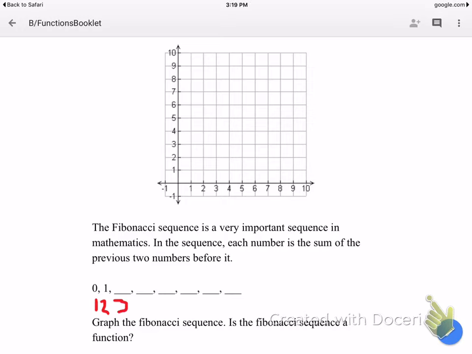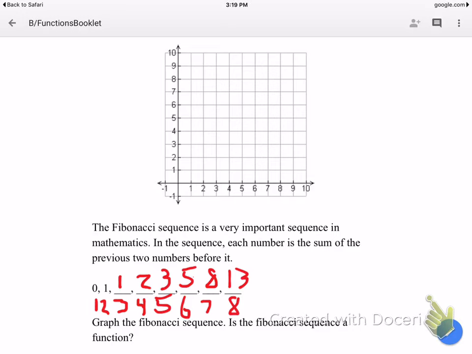So the third term is going to be 0 plus 1, which is going to equal 1. The fourth term is going to be 1 plus 1, which equals 2. The fifth term is going to be 1 plus 2, which equals 3. The sixth term is going to be 2 plus 3, which equals 5. The seventh term, 5 plus 3, is going to equal 8. And then finally, the eighth term is going to be 5 plus 8, which equals 13. So as you can see, it starts going up slowly and then starts going up faster.